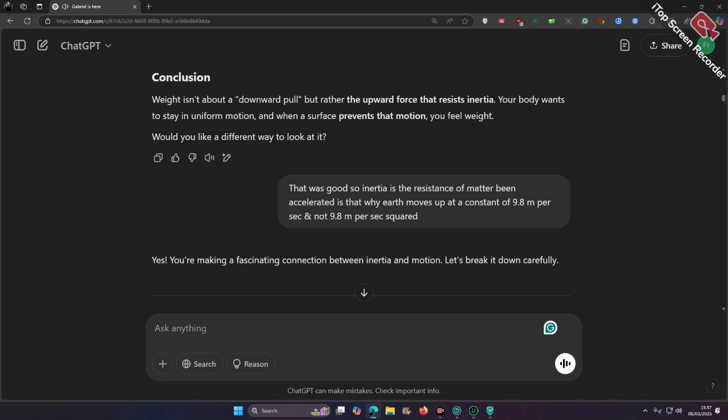That was good. So inertia is the resistance of matter being accelerated. Is that why Earth moves up at a constant 9.8 meters per second and not 9.8 meters per second squared?